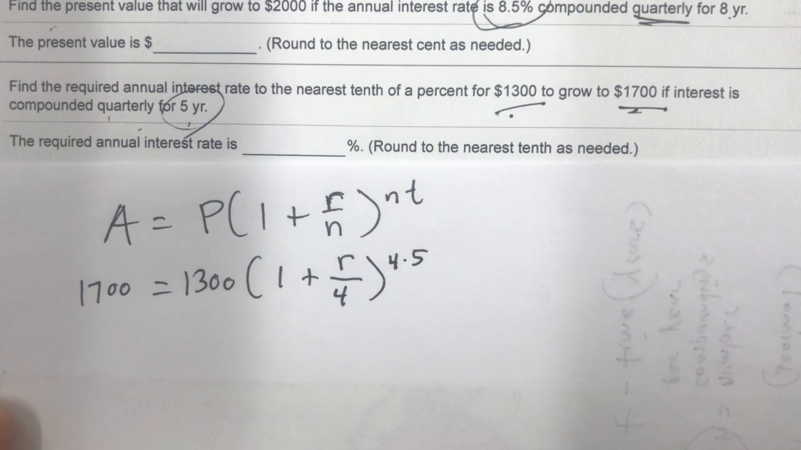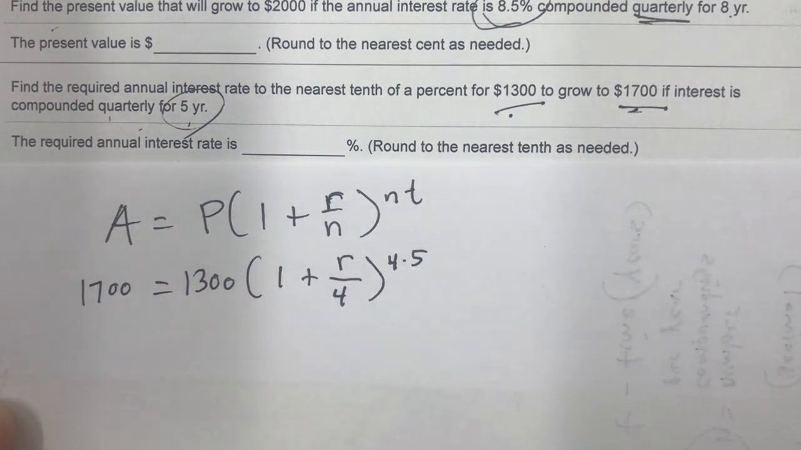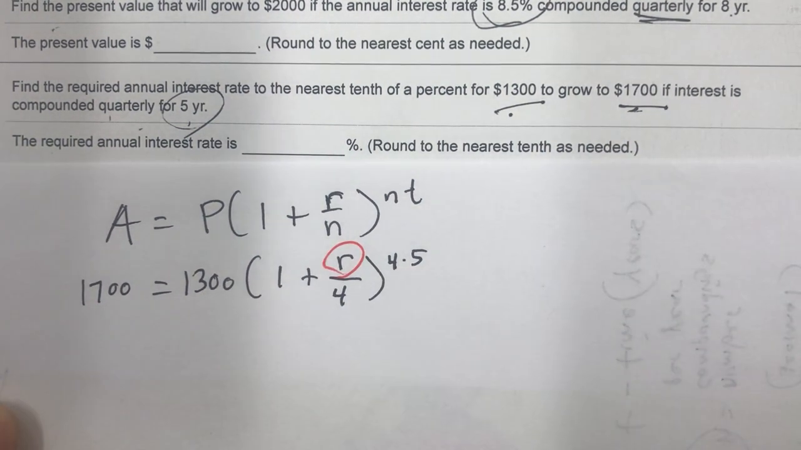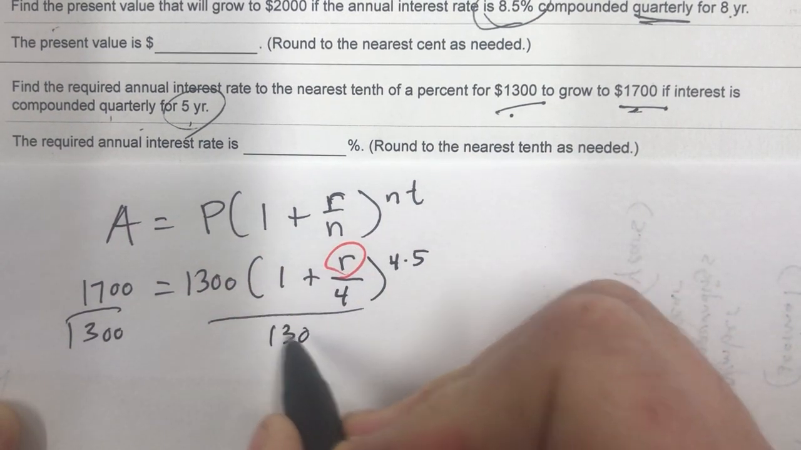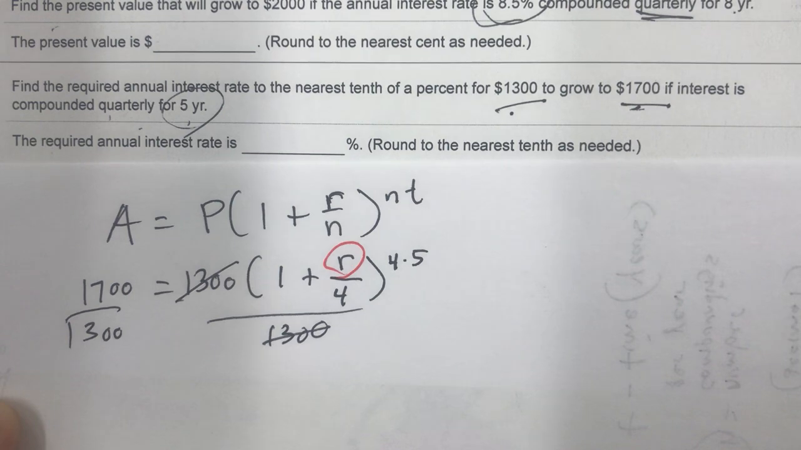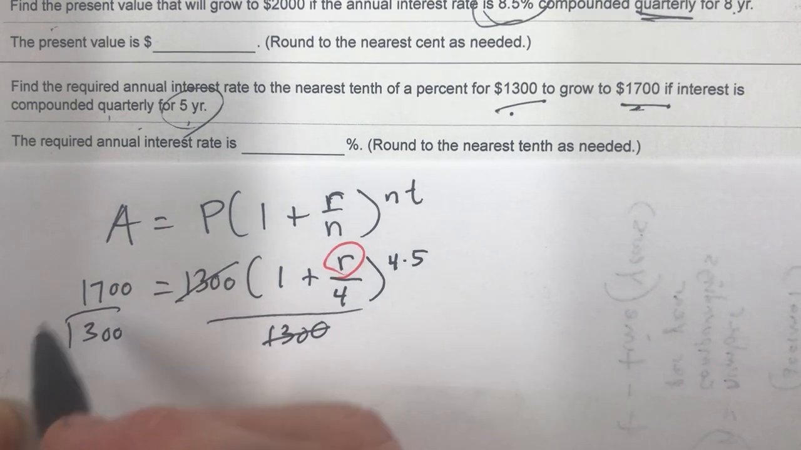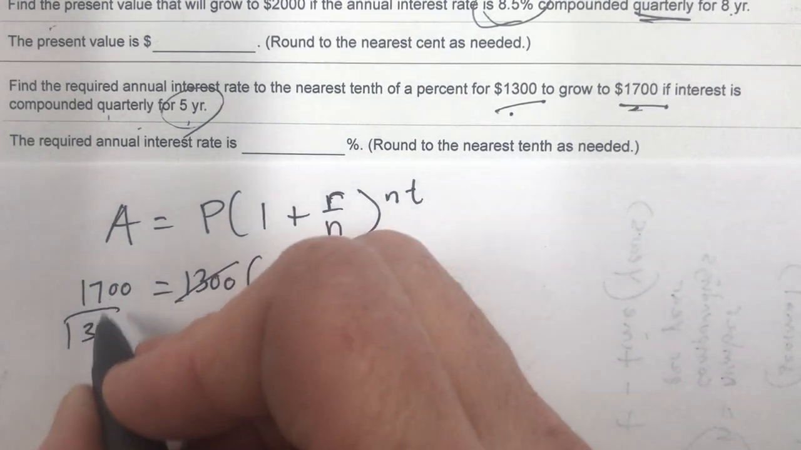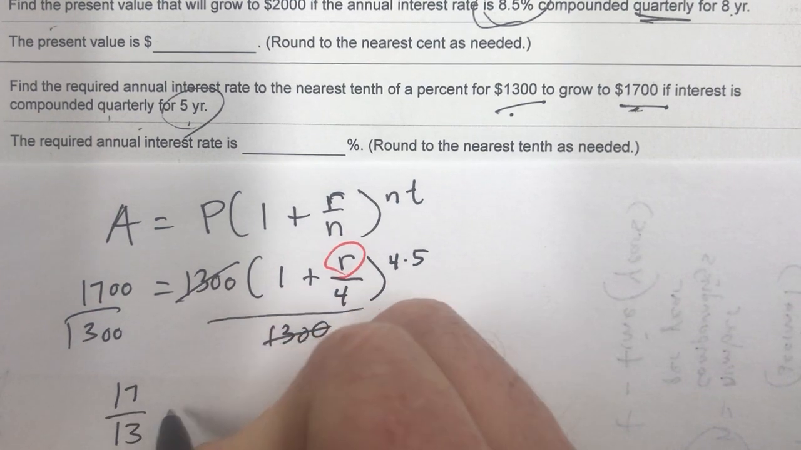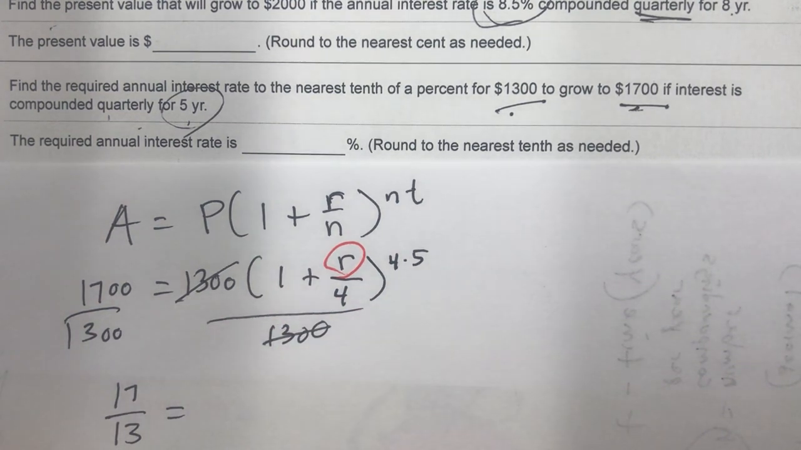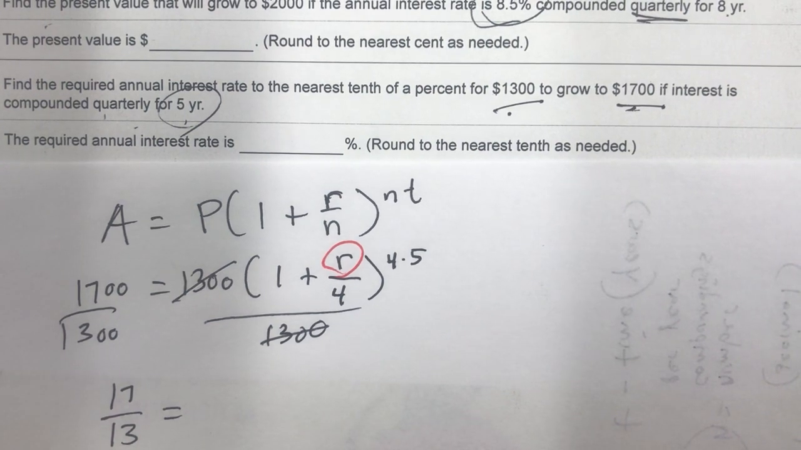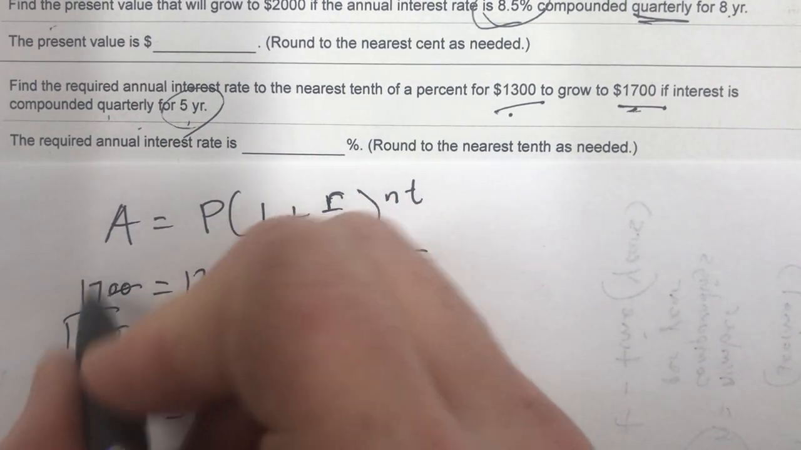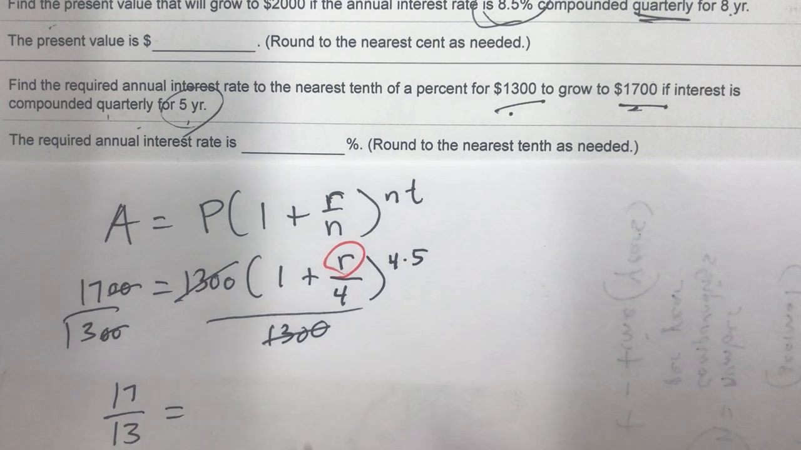Okay, now in this one, since r is inside here and we don't know that, I'm going to have to divide both sides by 1,300 first to make this cancel off. Now this right here probably is not going to divide well. I'm just going to leave it as a fraction because I can type in 17 over 13 easier than a bunch of numbers, and that way I'm not rounding. The zeros will cancel off. That's just 17 over 13.